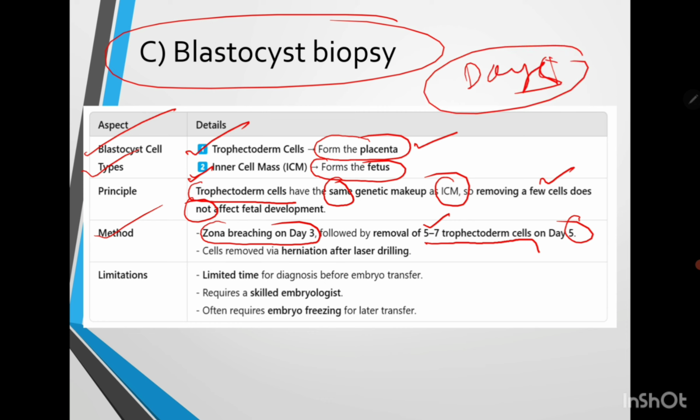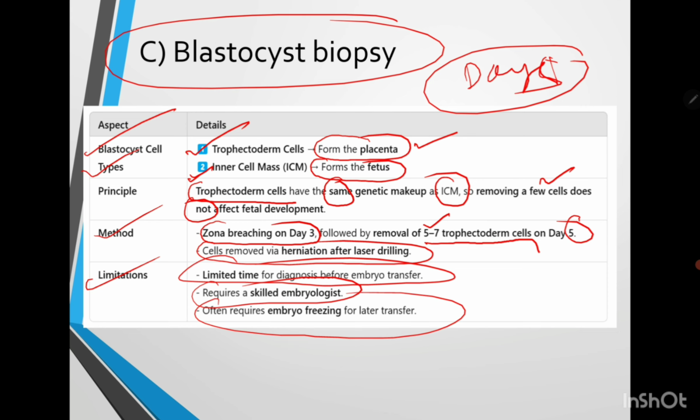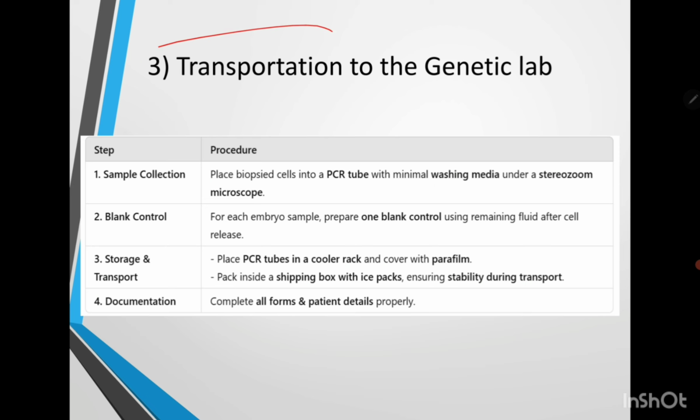Blastomere biopsy is day 3, 6 to 8 cell stage. Cells are removed via herniation after laser drilling. Limitation: there is limited time for diagnosis before embryo transfer, very limited time. It requires a skilled embryologist and requires embryo freezing for later transfer. Then the transportation to the genetic lab.